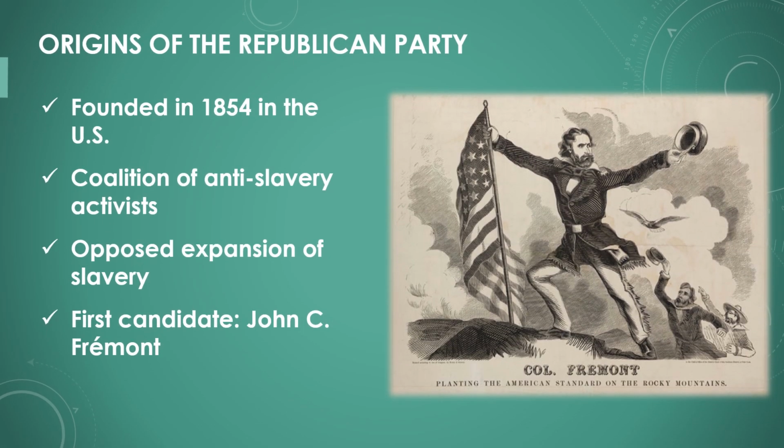The Republican Party was founded in 1854 in the United States. It was formed by a coalition of anti-slavery activists, modernizers, ex-Whigs, and ex-Free Soilers. The party's initial focus was on opposing the expansion of slavery into new territories. Its first presidential candidate was John C. Frémont in 1856, though he did not win the election. The Republican Party quickly became a major political force in American politics.